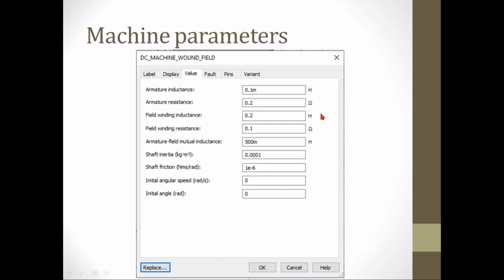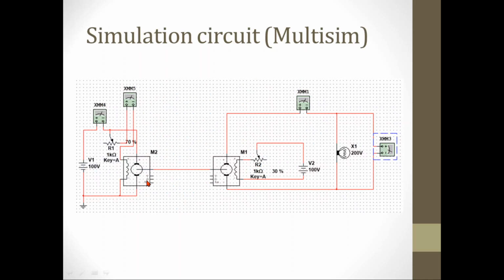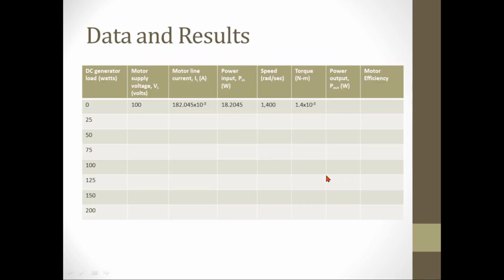These would be the parameters that will be used for the two machines, the motor and generator, and these should be the results, I mean data, that need to be gathered from the experiment. We'll just verify the initially inputted data later on. To gather the data, we need to use Multisim to simulate the given circuit.